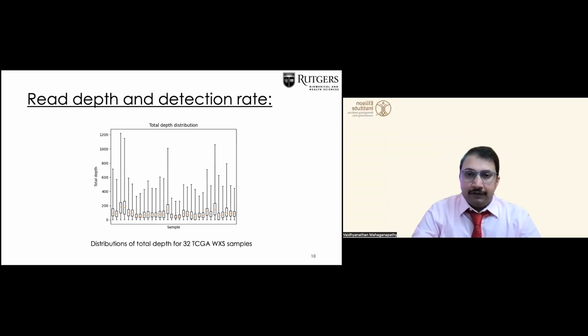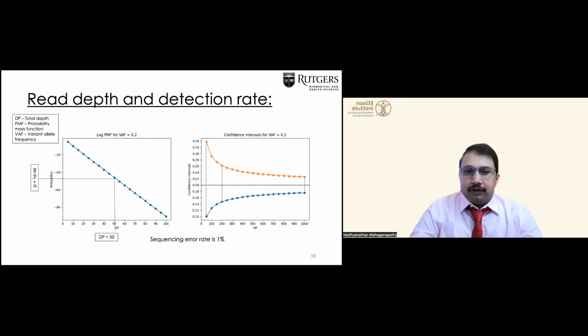Before I explain the approach that we took, I would like to talk about the relationship between read depth and rates of detection. Here, I'm showing the total depth distribution for 32 whole exome samples from TCGA's lung investigation. And as you can see, the average depth for these exome sequencing samples is around 100 reads. Now, why is this important?